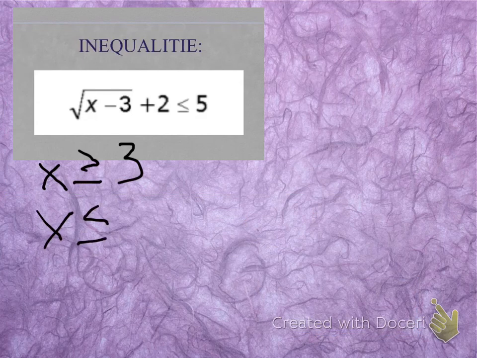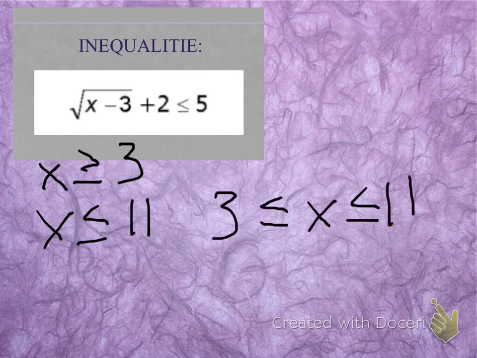Now, in order to write it as an inequality, the answer for this particular equation is x is greater than or equal to 3 and x is less than or equal to 11. Well, all you're going to do is pretty much put those two together. So 3 has to be less than or equal to x, but x has to be less than or equal to 11. So all I did was put those together.